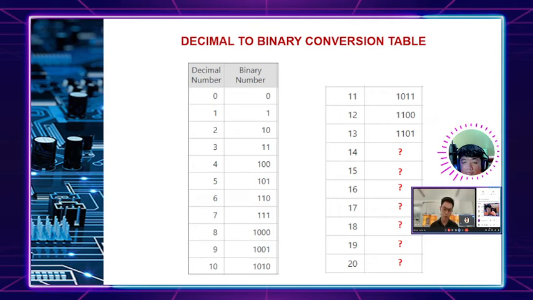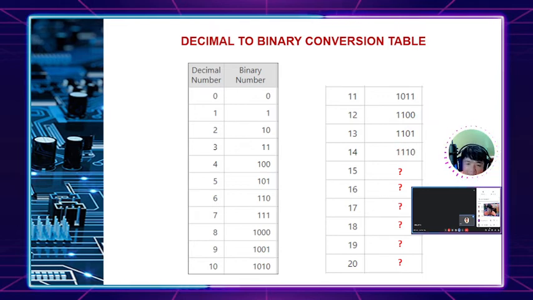Ma'am Glaze, number 14. Ma'am Glaze, are you still there? Yes, sir. Sige. Number 14. 1110. 1110. Okay. Sige. Sir Abila, are you there? Yes, sir. For number 15, what's your answer? 1111, sir. Apat na 1. Okay, 4 na 1. Okay, check. 16. Sino pa? Thank you, sir.